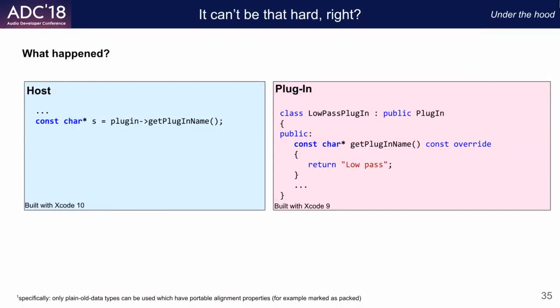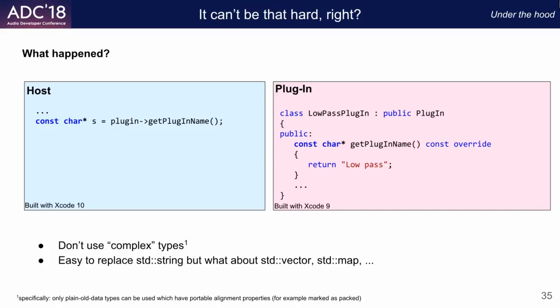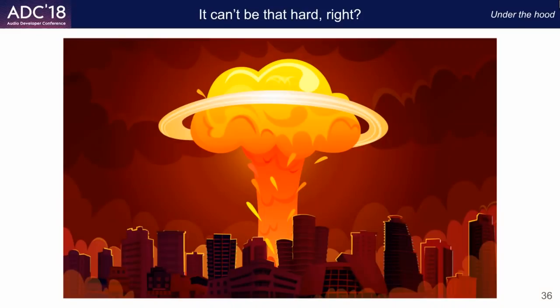And the thing to do is to only use plain old data types. Like, don't use any complex types. It's a bit more complicated, but that's the thing you need to watch out for. You can't use any strings, no vectors, no maps, right? So you have to somehow write your interface in a way that you don't have any vectors and any maps and any other more complex STL types.